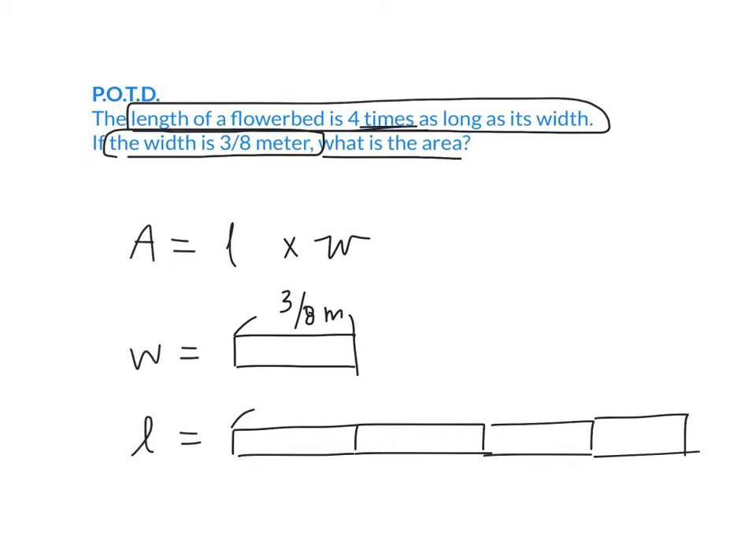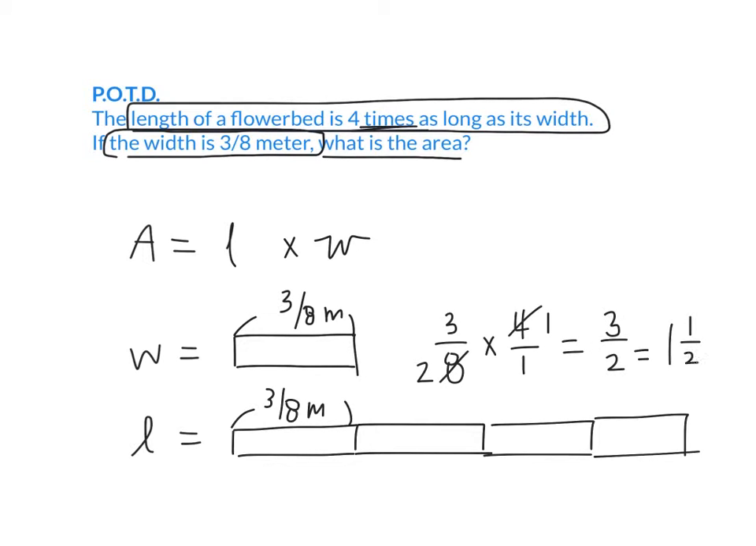So if one of these segments is 3/8 of a meter, how can I find out how long the length is? I can do 3/8 times 4, which is the same as 3/8 times 4 over 1. Do you agree? Are there any common factors that we might be able to use to simplify our work? Geffen? 4 and 8 are both divisible by 4. Good. What's 4 divided by 4? 1. What's 8 divided by 4? 2. So now this is the same as 3 over 2 times 1 over 1, which is 3 over 2, or 1.5 meters.